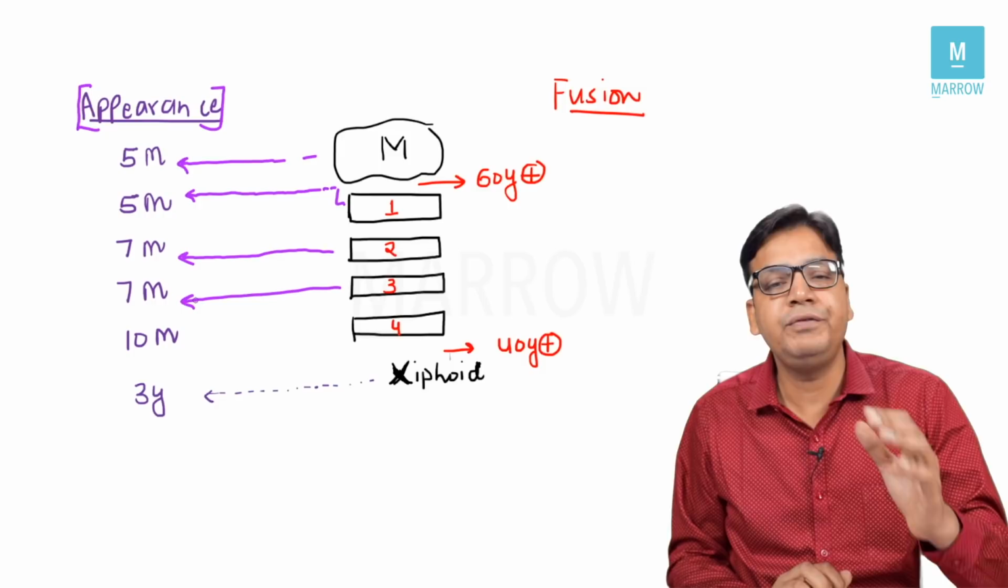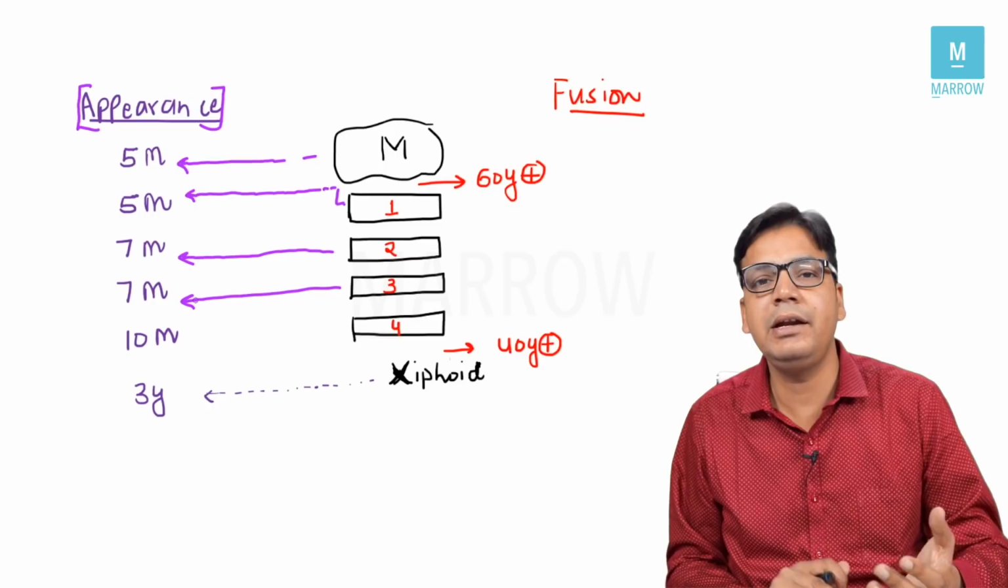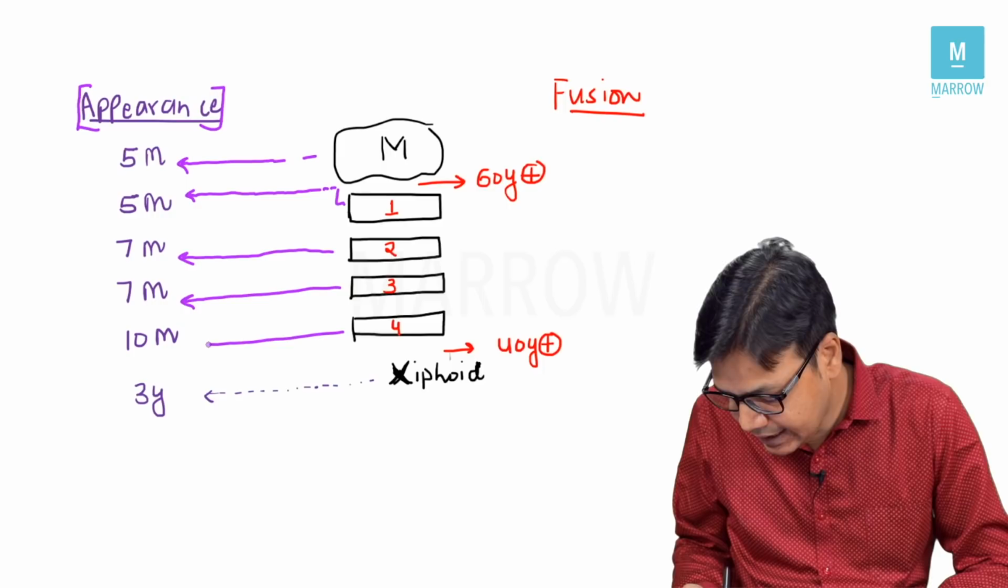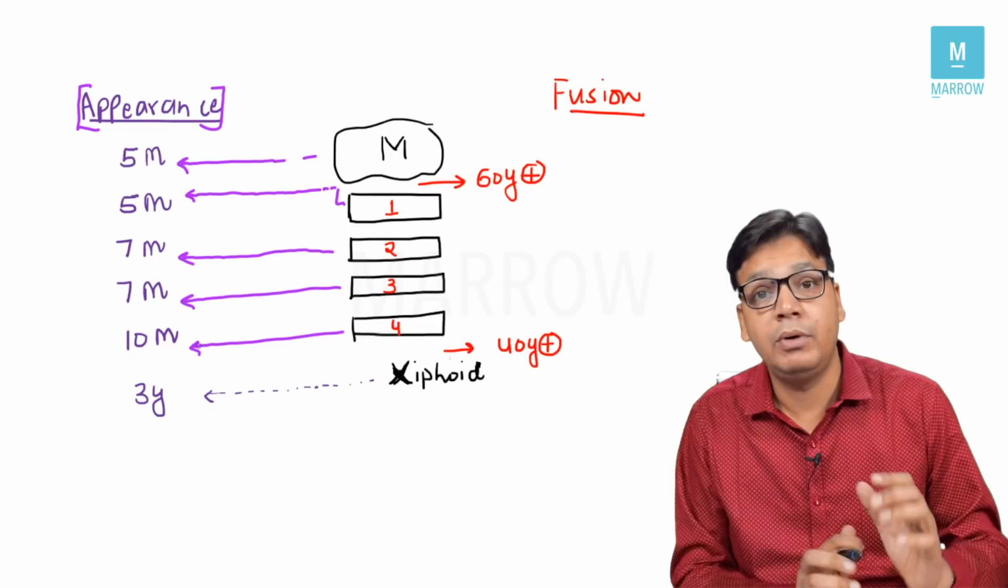So, 5th month of intrauterine life, then the 7th month. The trick to remember: the first two are 5, then it is 7. Okay. Now, the 4th piece at the 10th month. The last piece, that is xiphoid.